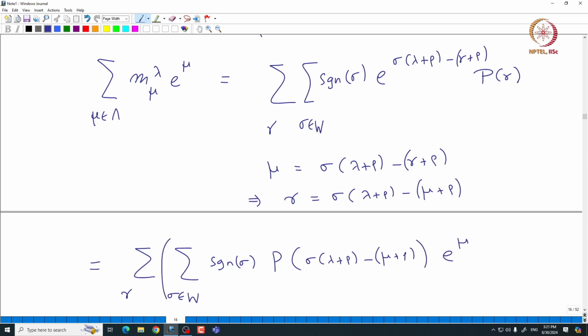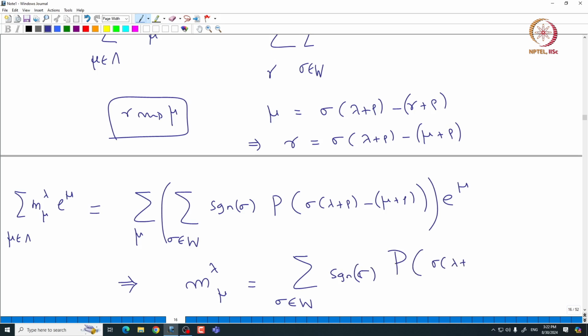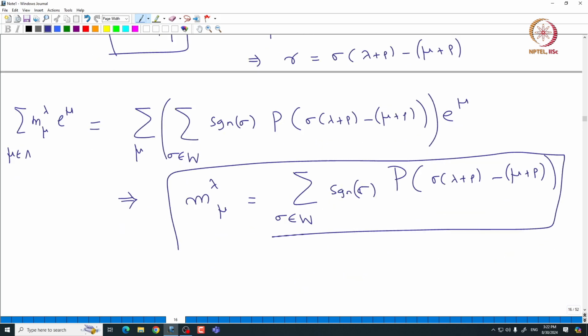So, this is going to be our coefficient of e power mu on the right side. We are changing the variable gamma to mu. If you do this change of variable, then we are rewriting all these things. So, this is exactly equal to the summation over mu in Lambda of the multiplicity of mu in V lambda, e power mu. This implies that the multiplicity of mu in V lambda is given by the summation over sigma in W of sign of sigma, p of sigma of lambda plus rho minus mu plus rho. So, this is a very explicit and straightforward application of the Weyl character formula.